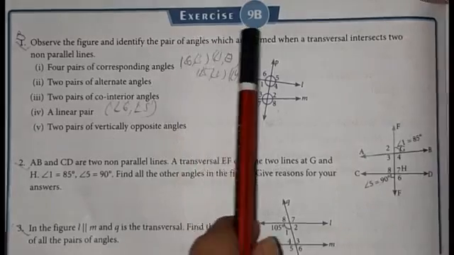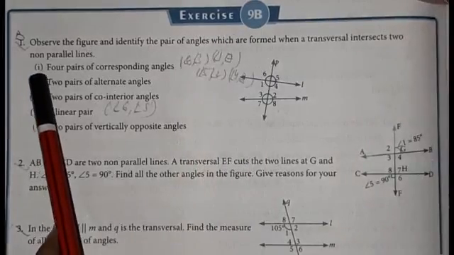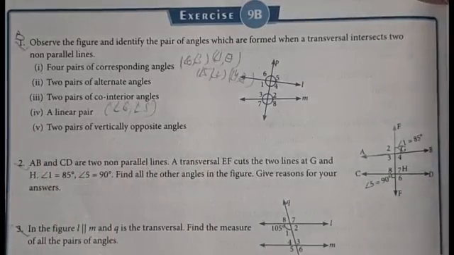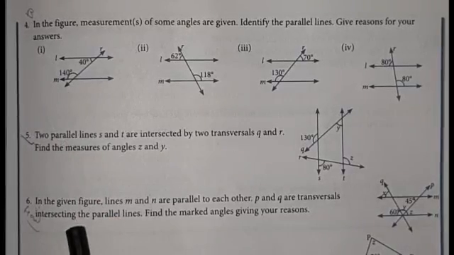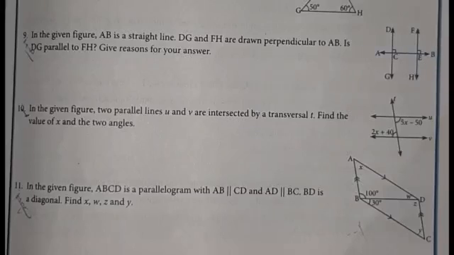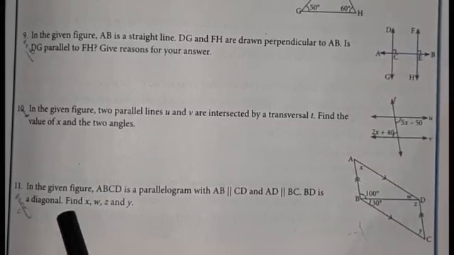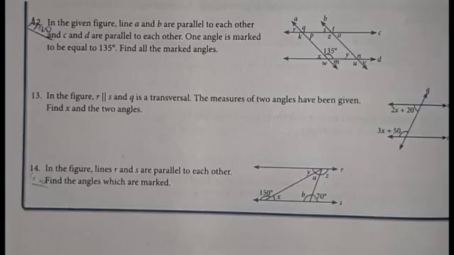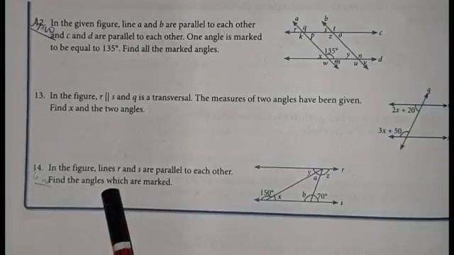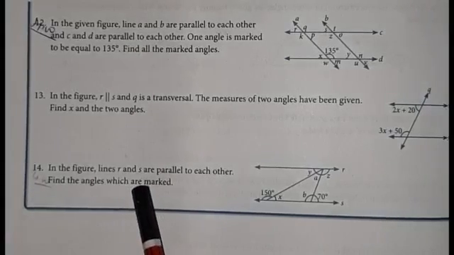Now from exercise 9B, first numerical you have to do in your book only. Fourth numerical in your book. Sixth numerical do in your notebook. Ninth and 11th numerical in your notebook. And 12th and 14th numerical also you have to do in your notebook.